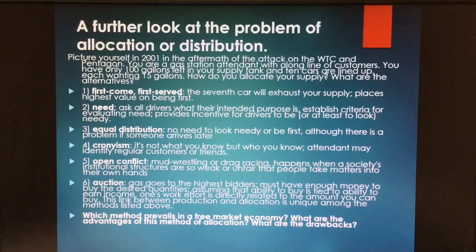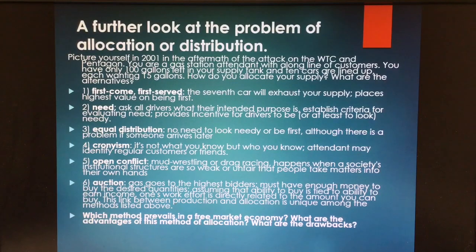There's a question here that's worth looking at, and I'm going to just lay it out for you and then let you think about it. Picture yourself in 2001 in the aftermath of the attack on the World Trade Center and the Pentagon. You're a gas station attendant with a long line of customers. You have only 100 gallons of gas left in your supply tank. Ten cars are lined up, and each wants 15 gallons. How do you allocate your supply, and what are the alternatives?